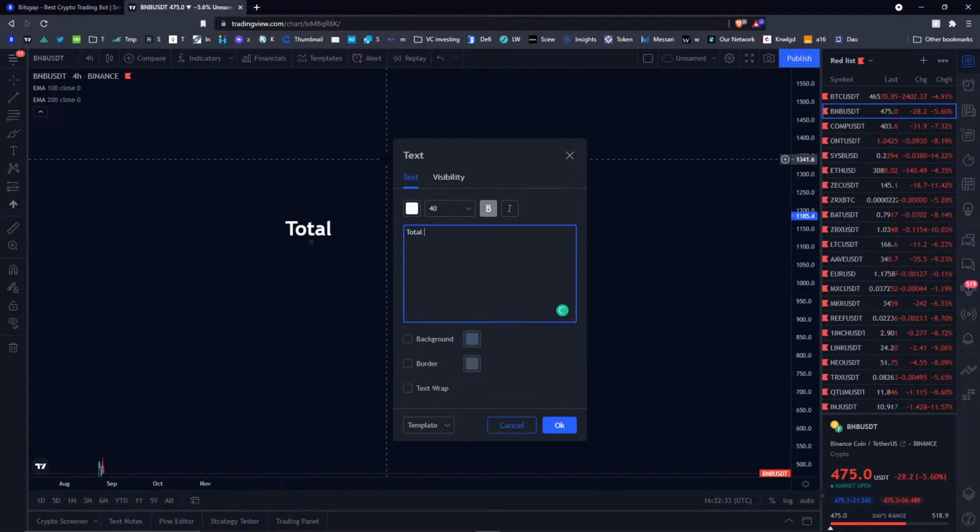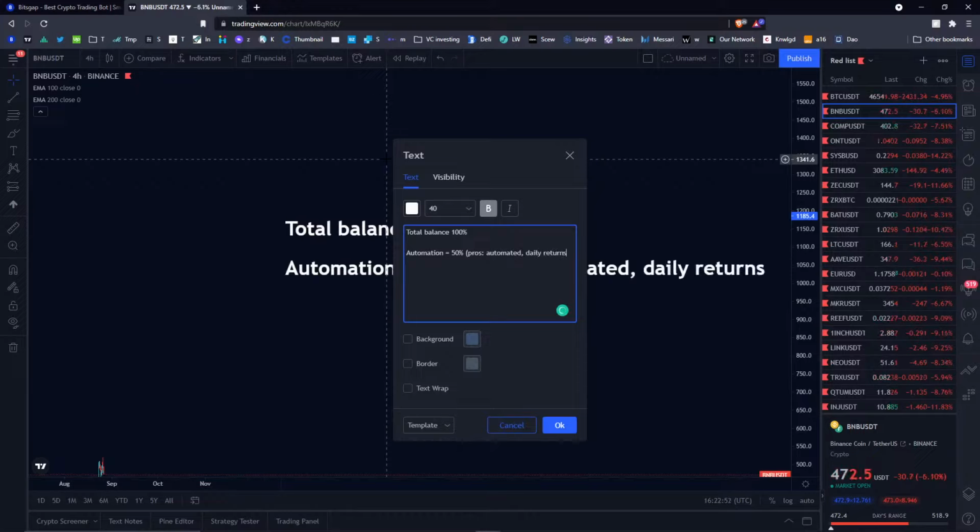So total balance 100%, automation, my ratio is 50%. What are the pros? So the pros is that it's fully automated, daily returns, and it can offset market plunge. That's the biggest advantage of automation, okay?